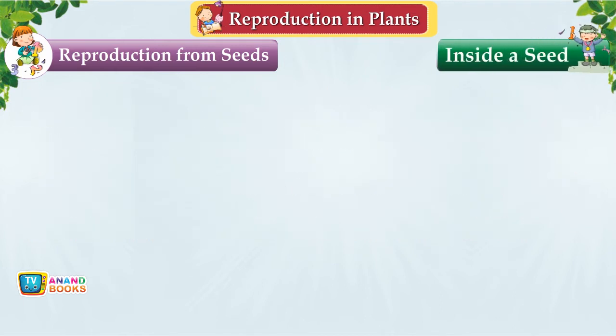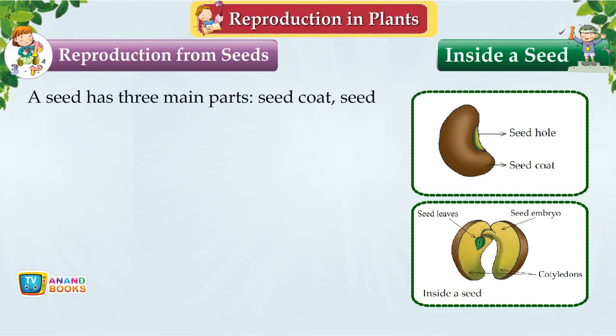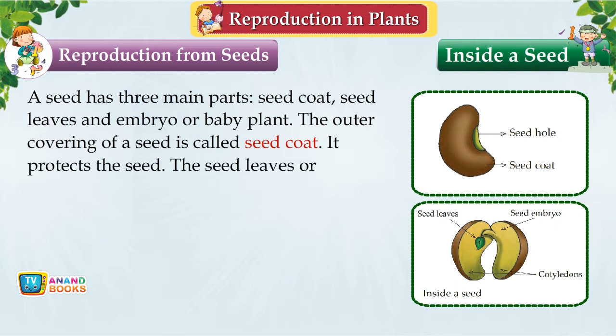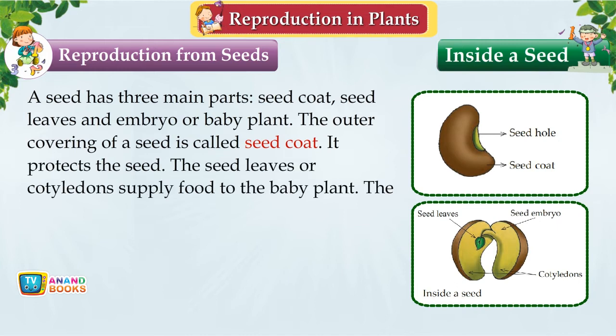Inside a seed. A seed has three main parts: seed coat, seed leaves, and embryo or baby plant. The outer covering of a seed is called seed coat. It protects the seed. The seed leaves or cotyledons supply food to the baby plant.